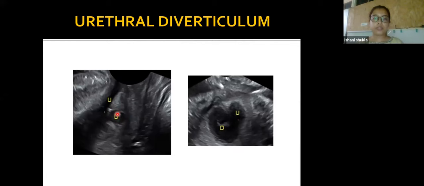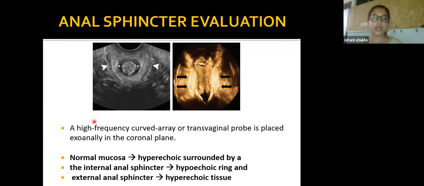Coming next is the anal sphincter evaluation. A high-frequency curved array or transvaginal probe is placed exoanally in the coronal plane. Here in this axial image, we can see the normal mucosa is hyperechoic, surrounded by a ring-shaped hypoechoic area. This is the internal sphincter, which is formed by continuation of the circular muscle of rectum. And this is the echogenic external sphincter, which is formed by the puborectalis muscle and the other external sphincter muscles. So this is the intact anal sphincter.